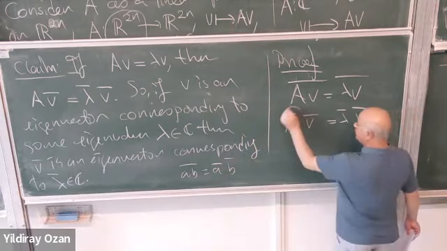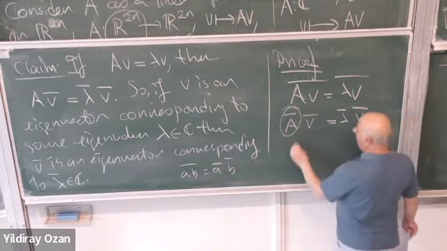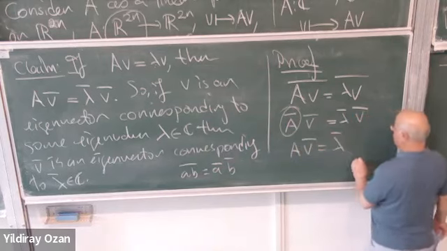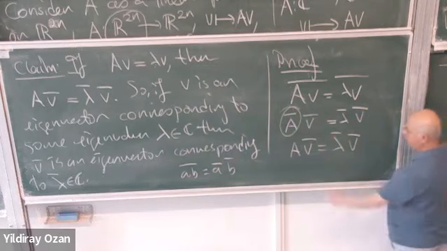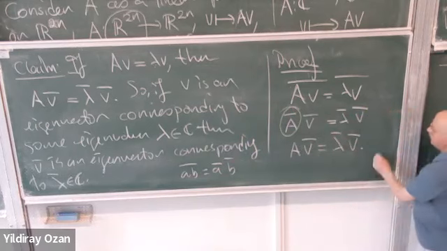But A is a real matrix. Since it is real, A bar is just A. Therefore, A times B bar is lambda bar times B bar. Okay?